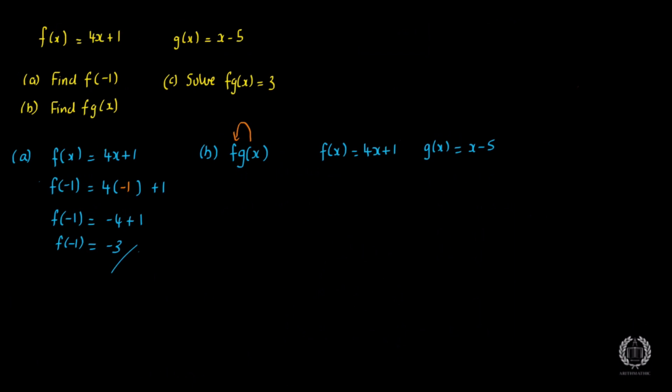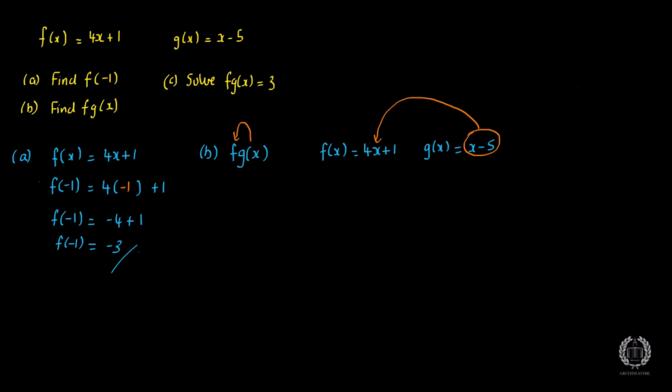Okay, so let me repeat what I just said. We're going to take our second letter, which is your g, and we're going to put it inside my first letter f. So what does that mean? I'm going to look at my g of x function. What is my g of x function? X minus 5. And I'm going to take this x minus 5 and I'm going to substitute that inside my f, but inside the x. So this is my f function, but I'm going to sub it inside wherever I see x. Take your g and put inside your f.